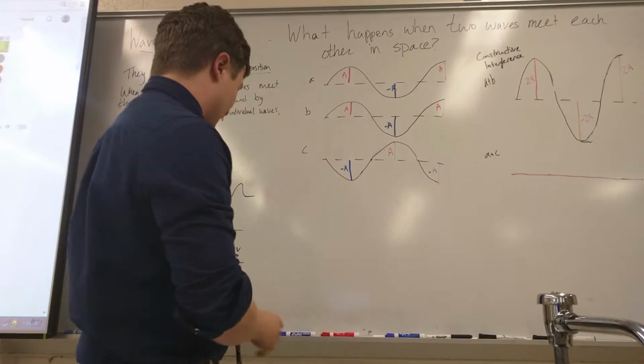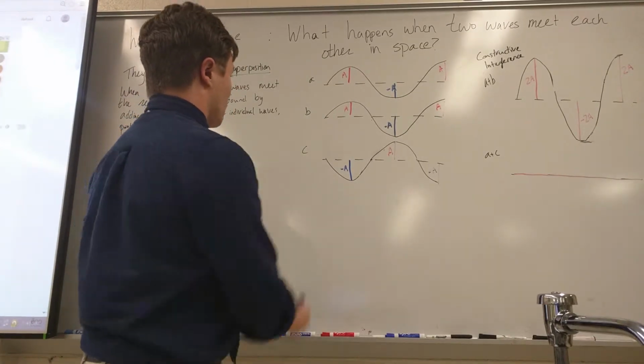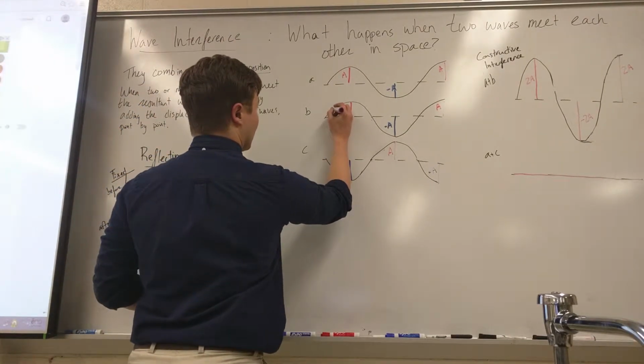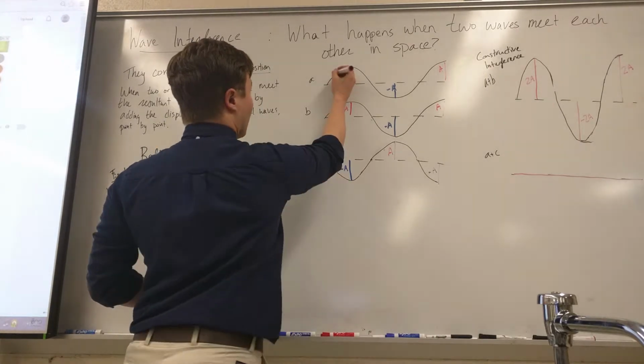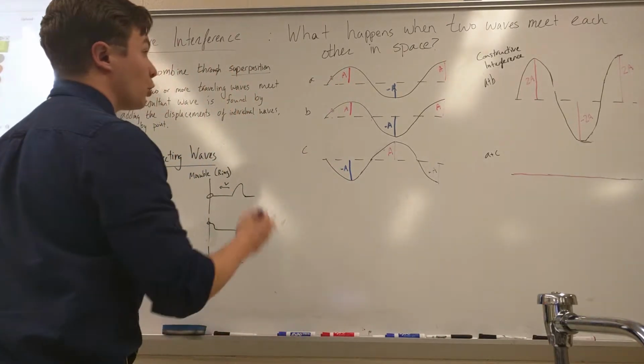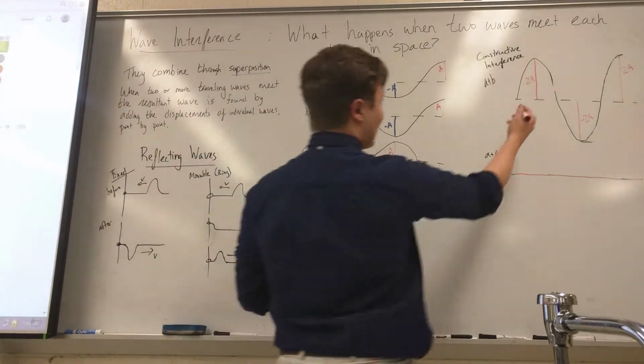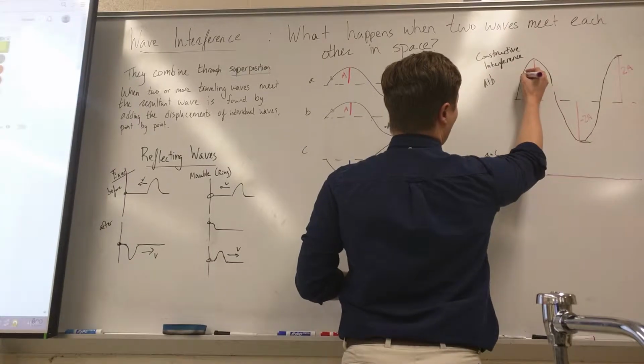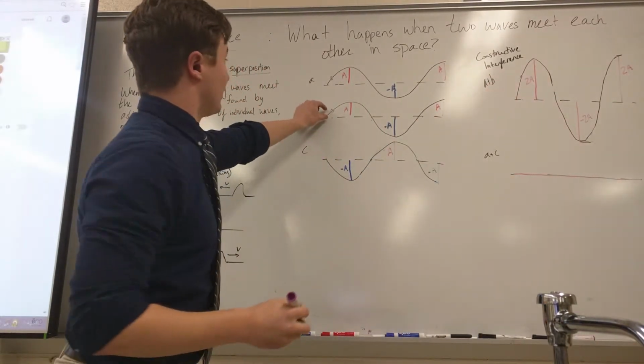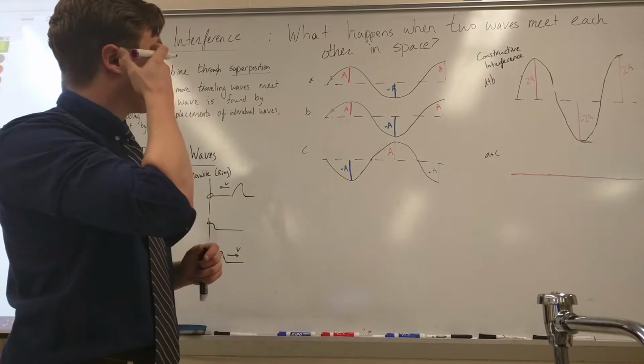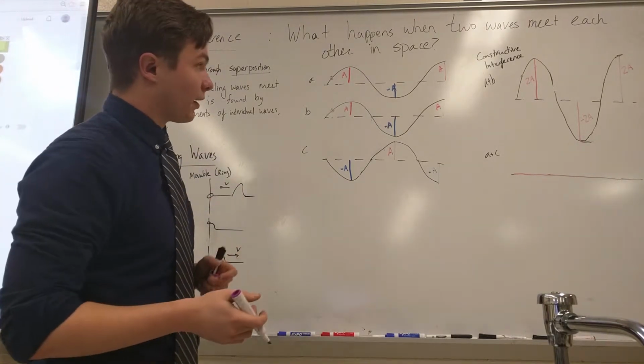If I take, say, this point in space and I look at the displacement there and the displacement there, well, they're both positive and they would add together. So in this same space, we would have twice the displacement of that point and that point because the waves are on top of each other there.